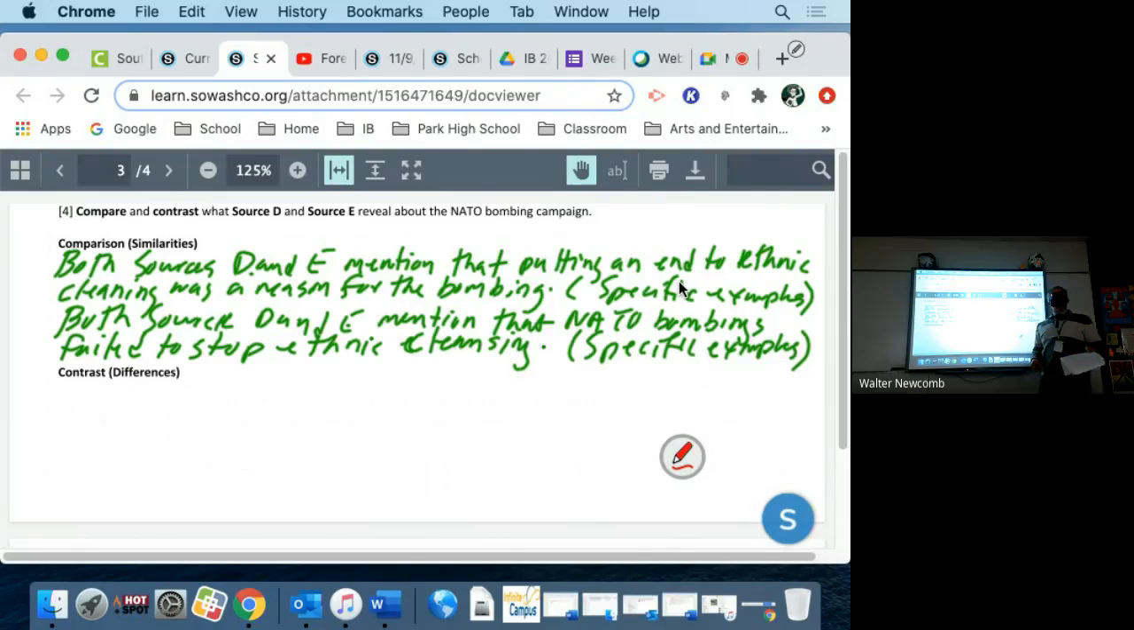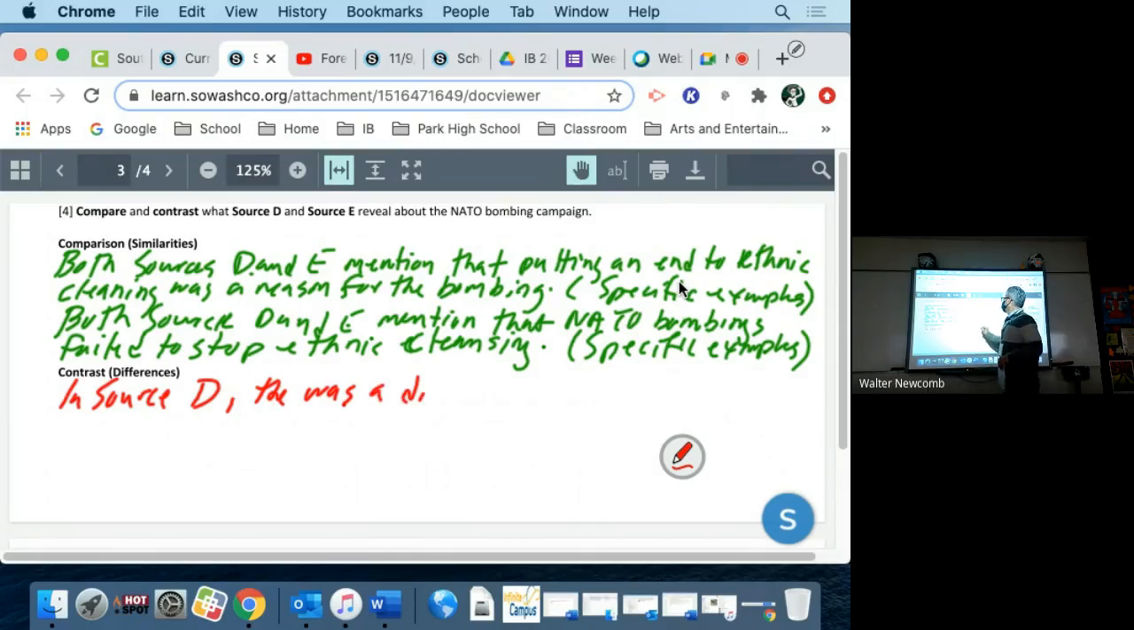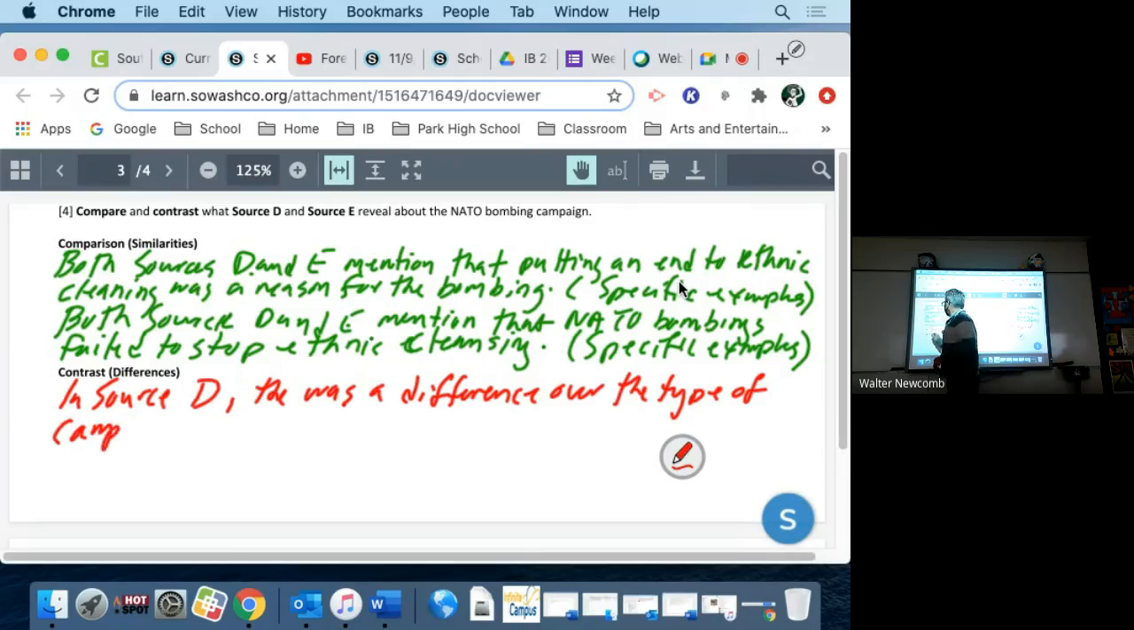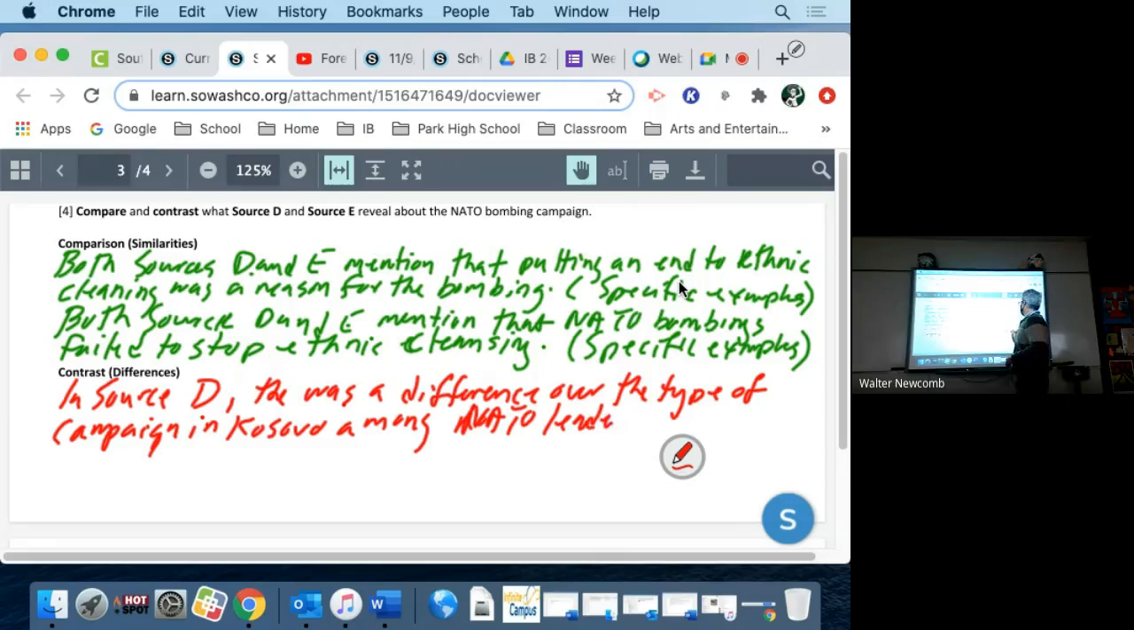Let's look at differences, and now we speak of the differences. So in source D, there was a difference over the type of campaign in Kosovo among NATO leaders. All right, was that mentioned in source E? Did they mention anything about difference of opinions among NATO leaders?